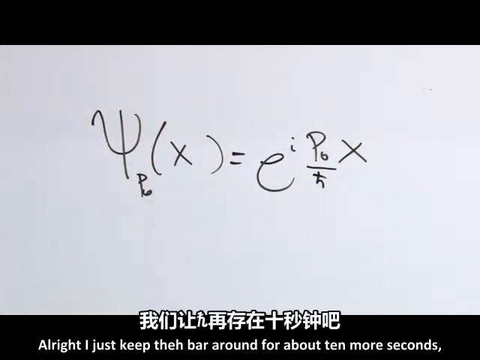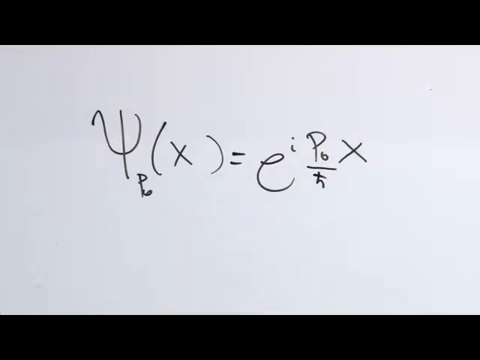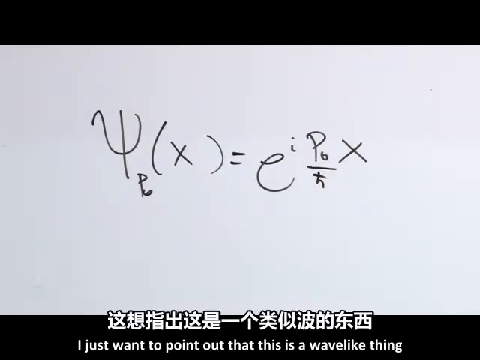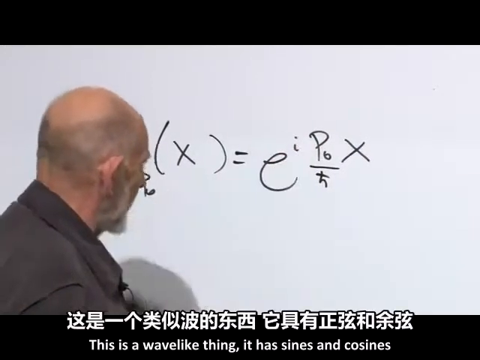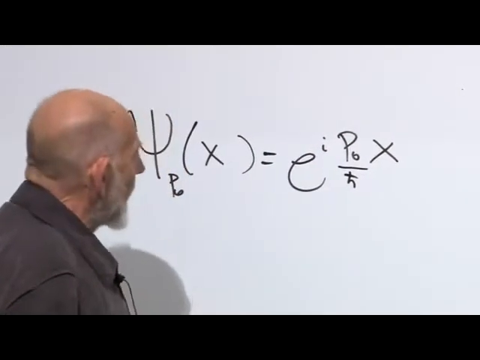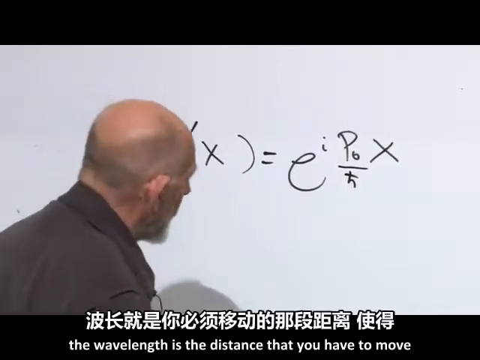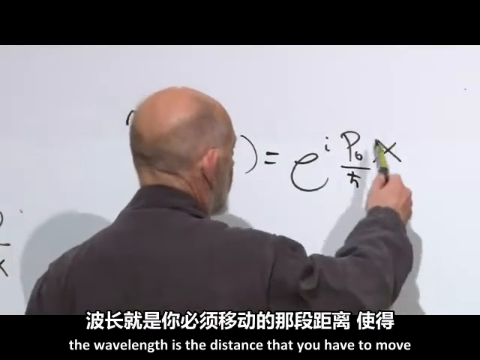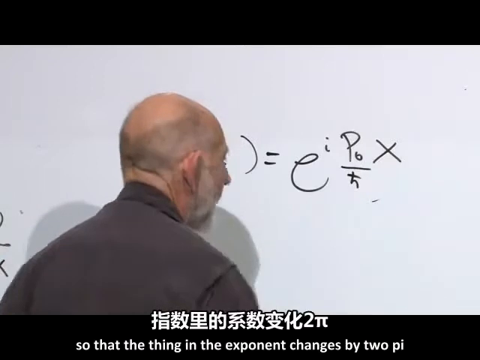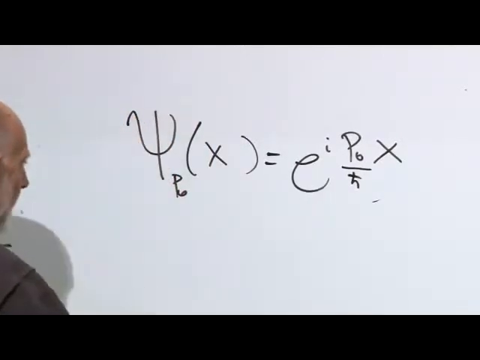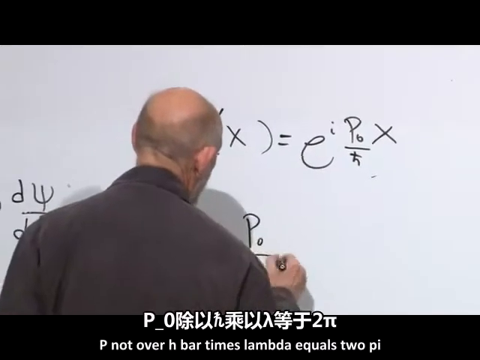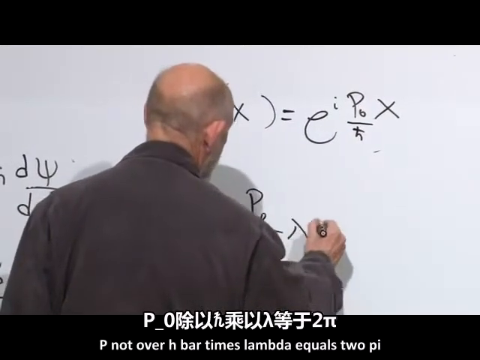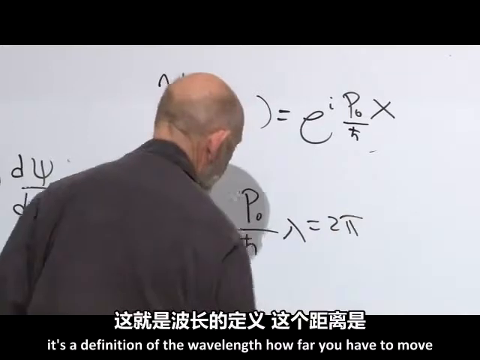All right, I'm just going to keep the h bar around for about 10 more seconds. I just want to point out that this is a wave-like thing. It has sines and cosines, and it has a wavelength. The wavelength is the distance that you have to move so that the thing in the exponent changes by 2 pi. In other words, if we call the wavelength lambda, P naught over h bar times lambda equals 2 pi. That's the definition of the wavelength.